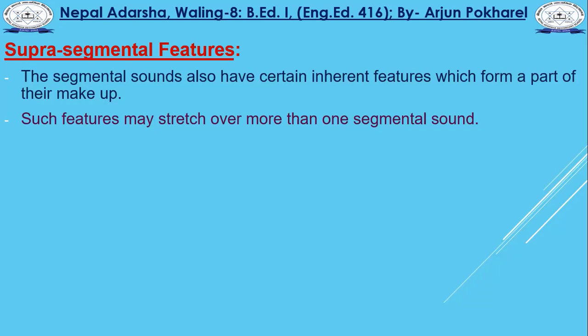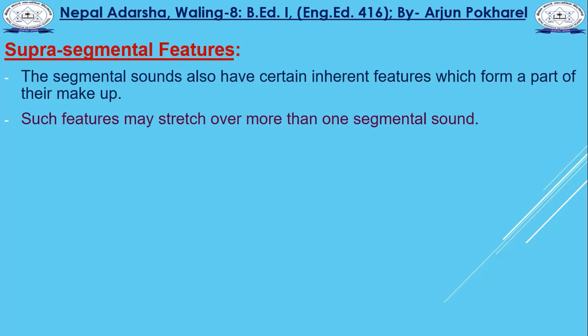There are features that make up the sound. These may stretch over more than one segmental sound. That is, not only to a consonant or only to a vowel, but there may be more than one vowel, or more than one consonant, or a combination of a vowel and consonant together. Together they should form a syllable.